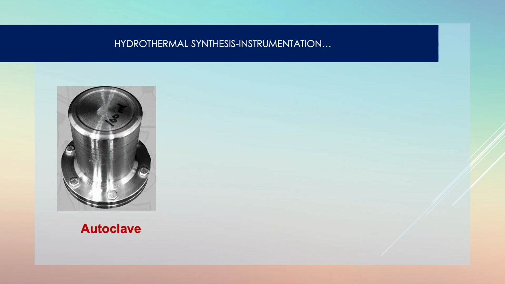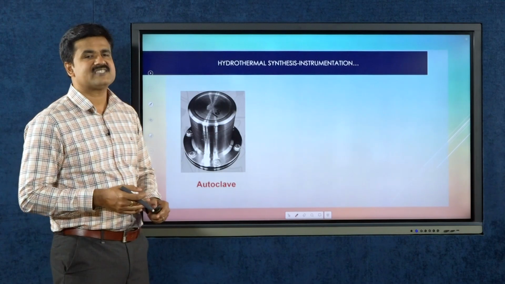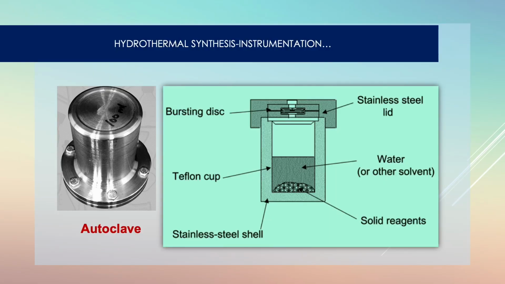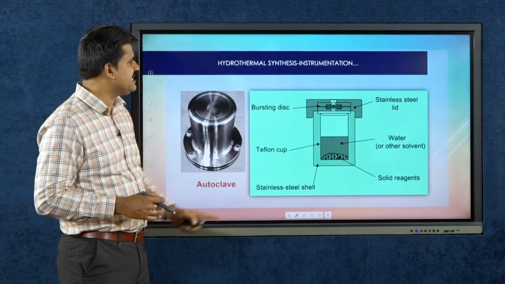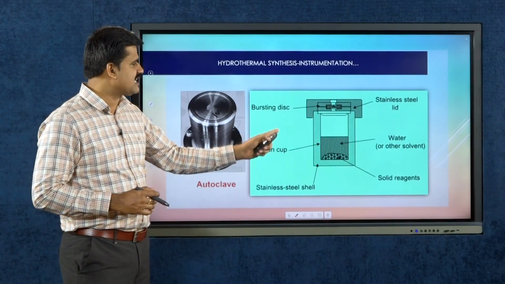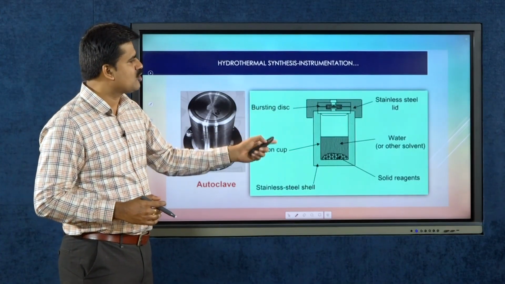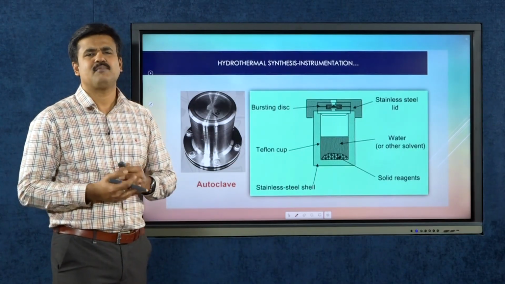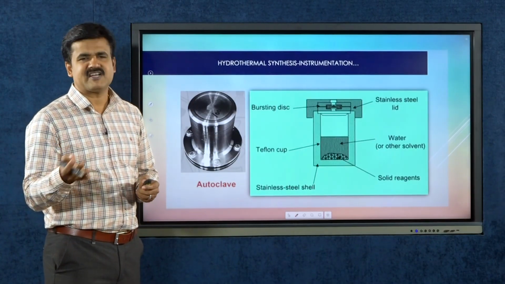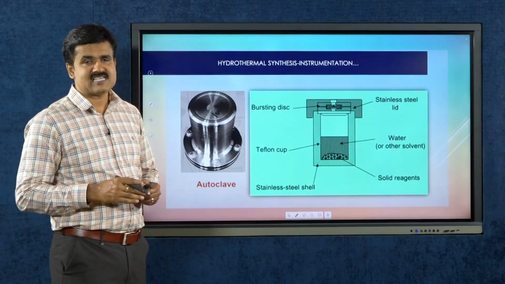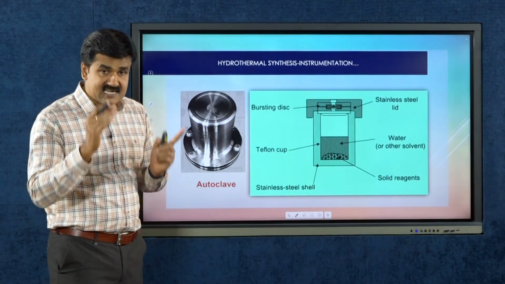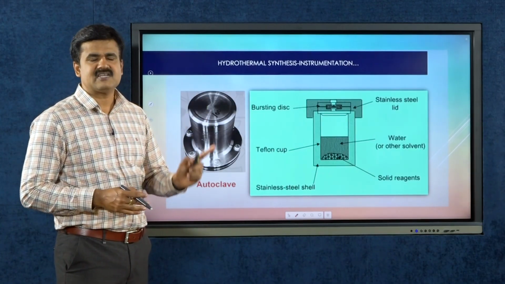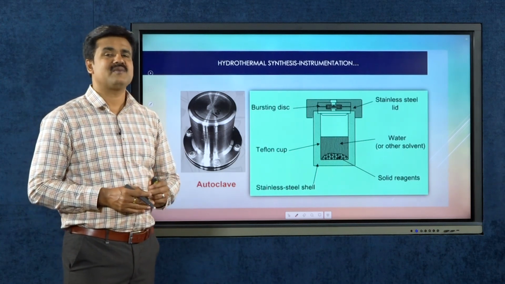This is the pictorial representation of an autoclave. It is made up of stainless steel, the inside of which is strictly Teflon coated. This is the portion. There is a bursting disc. A stainless steel lid is also there to open it. Inside that there is a Teflon cap, and water or other solvent can be filled here. Salt reagents can be put in this, and it can be heated with the help of a microwave oven or a hot air oven for several hours. High pressure can be generated inside the chamber, and this autoclave can withstand very high temperature as well as very high pressure. So, this instrument is very important as far as solvothermal or hydrothermal synthesis is concerned.